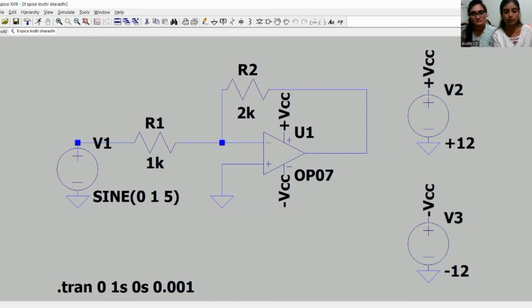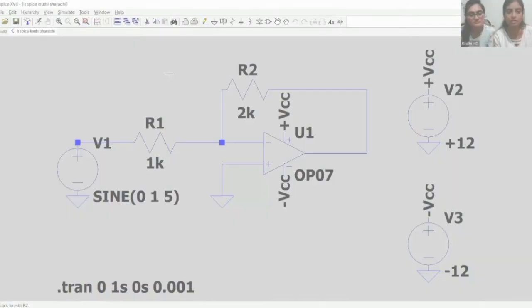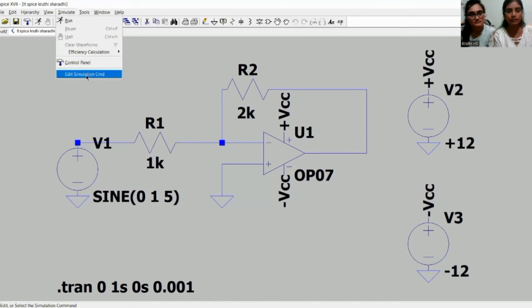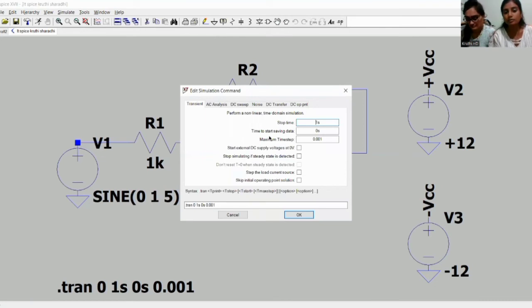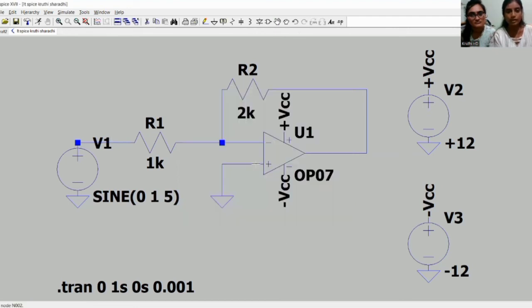Now the output. Here the output of the op-amp is just fed back to the input terminal. That is as follows. In the simulation button, you can find the edit simulation command. There the stop time is 1 second, the time to start saving data has to be 0 seconds, and the maximum time step required is 0.01 second. We can even minimize the maximum time step to get the correct sinusoidal wave; the smaller the number, the better output we'll get.